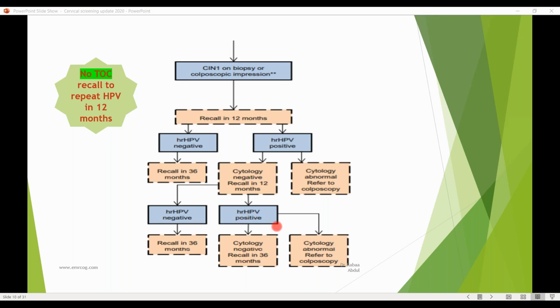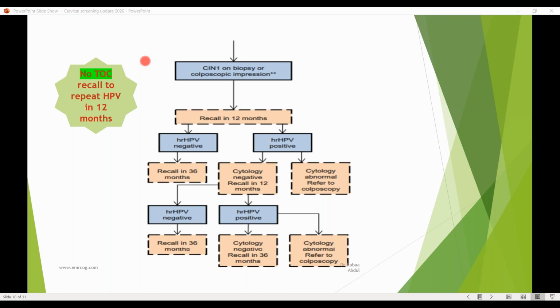HPV positive, cytology came abnormal. This is the normal pathway. Patient with HPV positive, cytology abnormal, I'm referring here to colposcopy, and we are done with the CIN1, okay, with adequate colposcopy. And we will remember, first of all, CIN1: no test of cure. Why no test of cure? Because obviously we didn't do any treatment, okay?